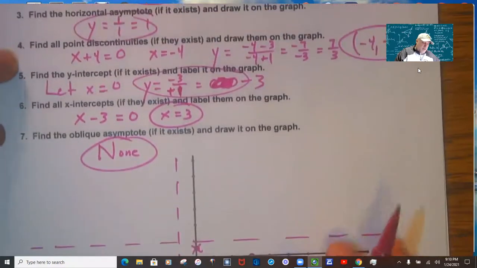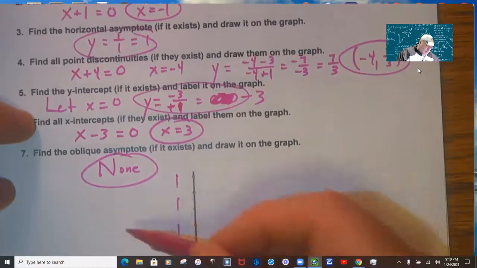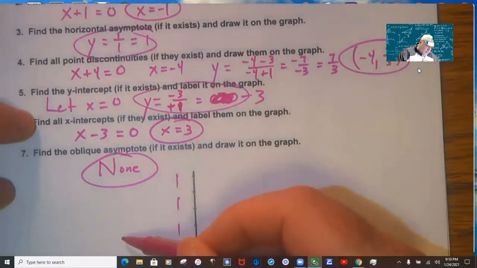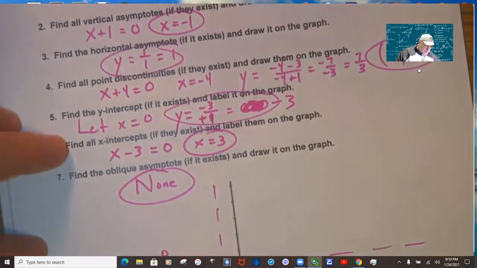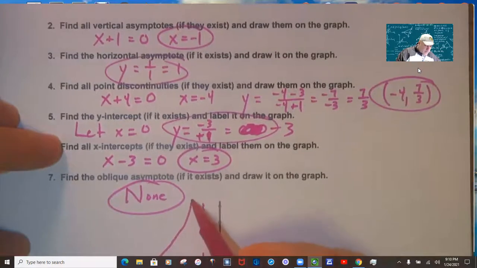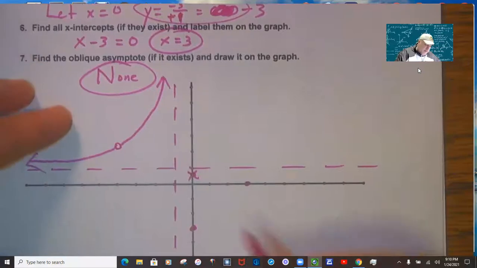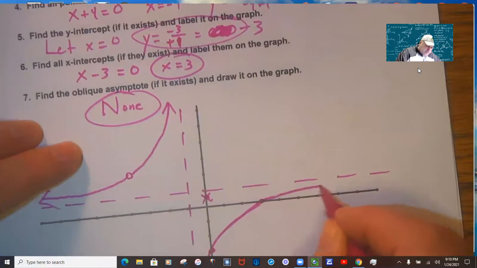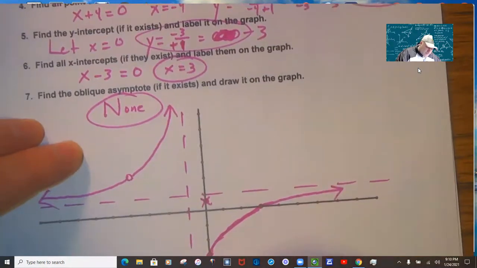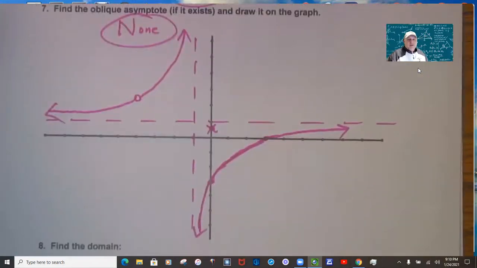And then the point discontinuity, -4 and 2 1/3. So 2 1/3, right about here. So you're going to have this branch like this, going through the point. And again, you could get it to show on the calculator. I'm not going to be big with that. The more important thing is, can you recognize all these features on the table? That's the more important thing.